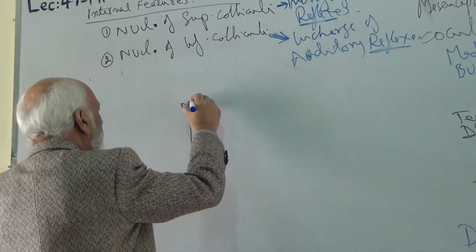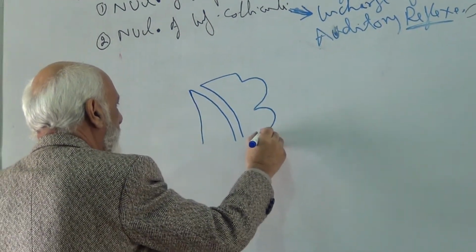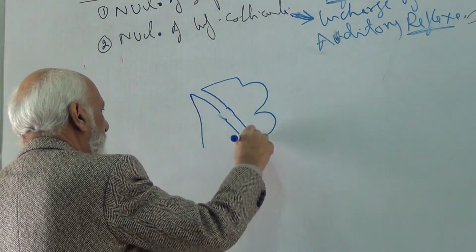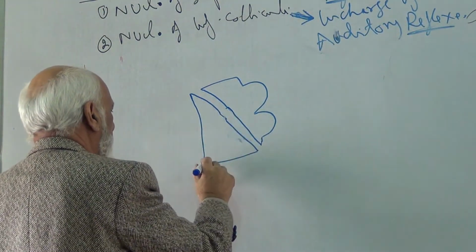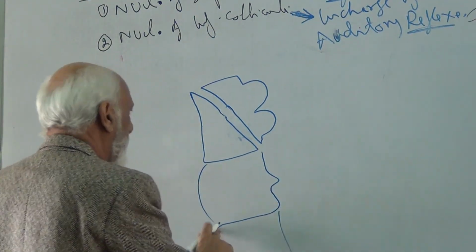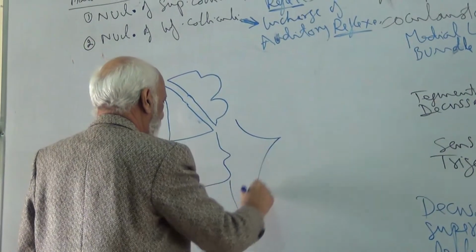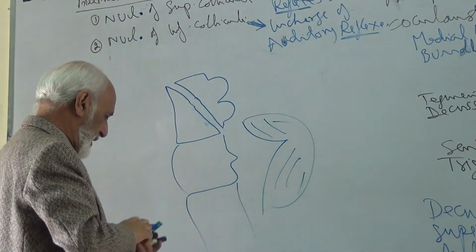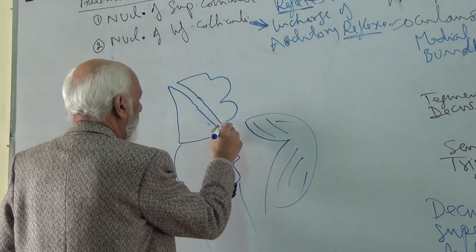Now, as you know, this is a section through the midbrain: superior colliculi, inferior colliculi, midbrain traversed by the cerebral aqueduct, and pons and medulla oblongata, and behind the midbrain, behind the pons and upper part of the medulla oblongata is the cerebellum. Now the cerebellum is connected to the midbrain by a pair of superior cerebellar peduncles.